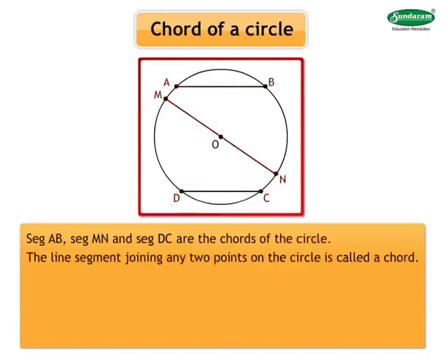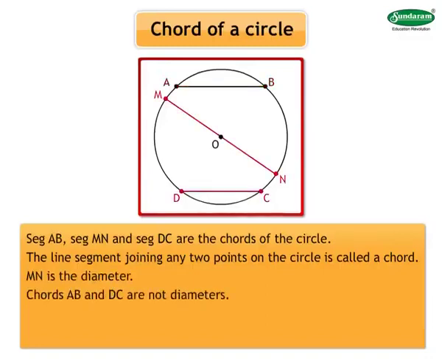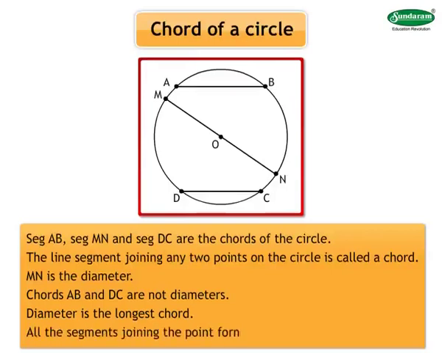The line segment joining any 2 points on the circle is called a chord. Out of these segments, MN passes through the center. Therefore, it is the diameter. Chords AB and DC are not diameters. Measure all chords. You will find that the diameter is the longest chord. Draw a circle and draw as many chords as possible. We know a circle has innumerable points on it. All the segments joining the points form chords. Therefore, a circle has innumerable chords.